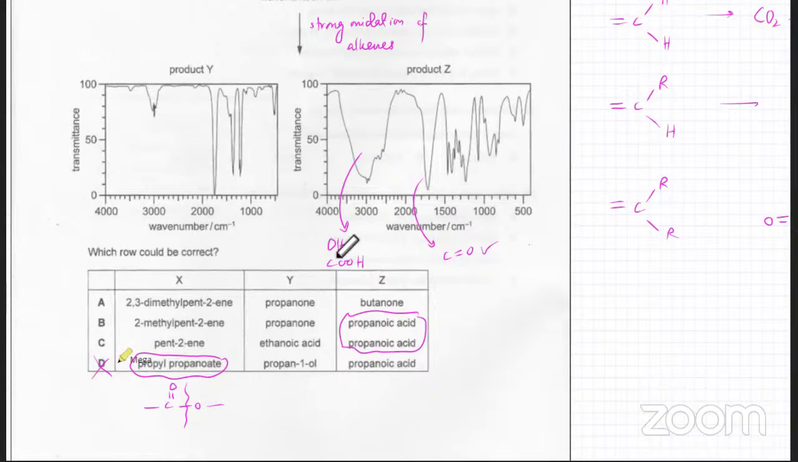Is this a carboxylic acid? No. You only have options between B and C now. This is not a carboxylic acid because you don't have a broad absorption at the 3000 mark. So Y has only two choices. It's either propanone or carboxylic acid. And now carboxylic acid is eliminated because Y is not a carboxylic acid. So the only option by elimination is going to be B.